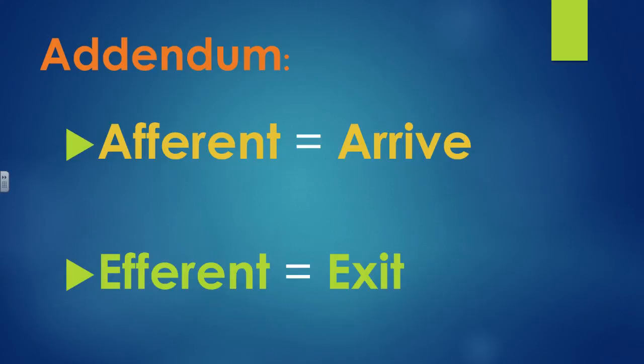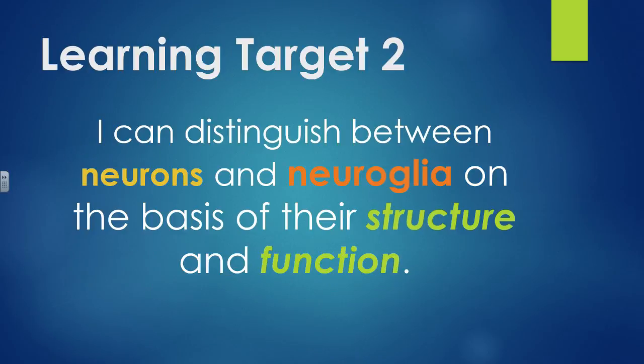So things in an afferent system are going to be arriving to a central point. So in this case, it would be the central nervous system. Signals are going to arrive to the central nervous system from the peripheral nervous system. So in an efferent system, things like motor commands will be leaving the central nervous system, or exiting the central nervous system to move out to the peripheral nerves.